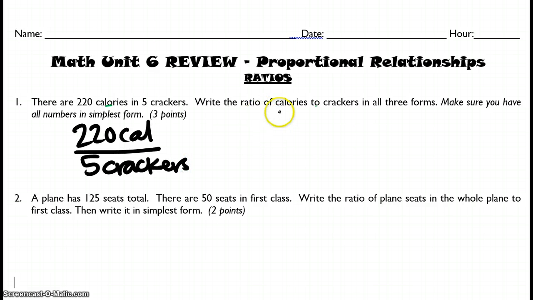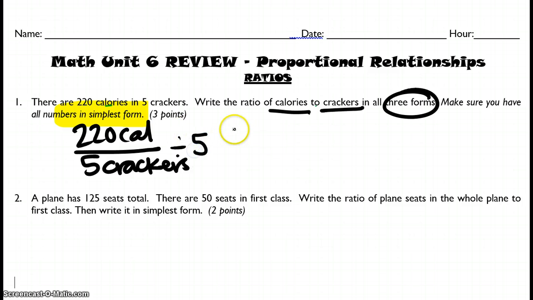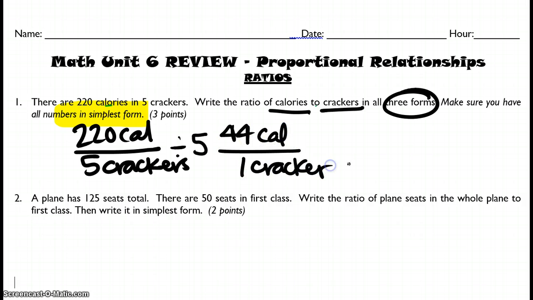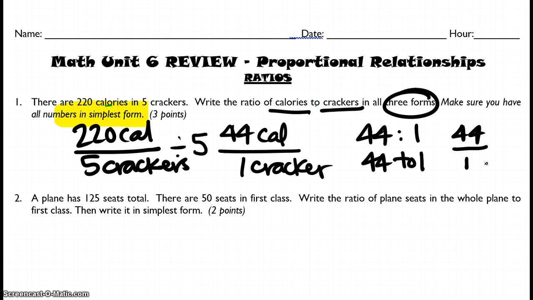It says write the ratio of calories to crackers in all 3 forms. And the key here is it says to write it in simplest form. Okay, so I need to simplify this, and I'm going to divide the top and the bottom by 5, and I'm going to get 44 calories per 1 cracker. So the 3 ways to write this are 44 to 1, 44 to 1, and 44 over 1.